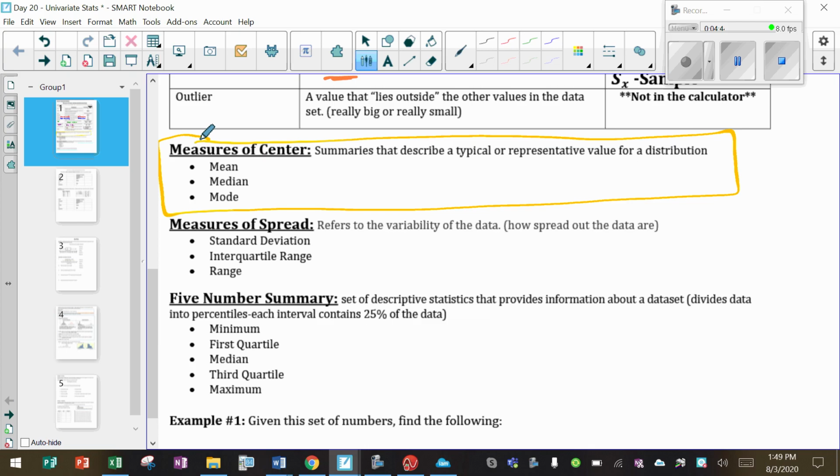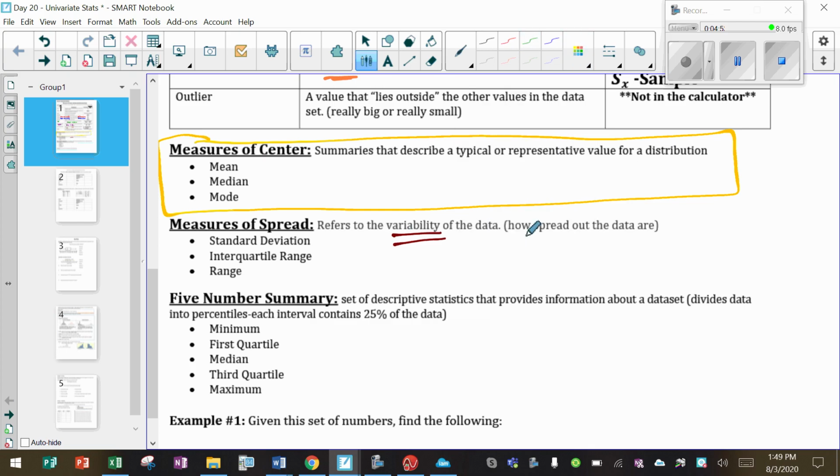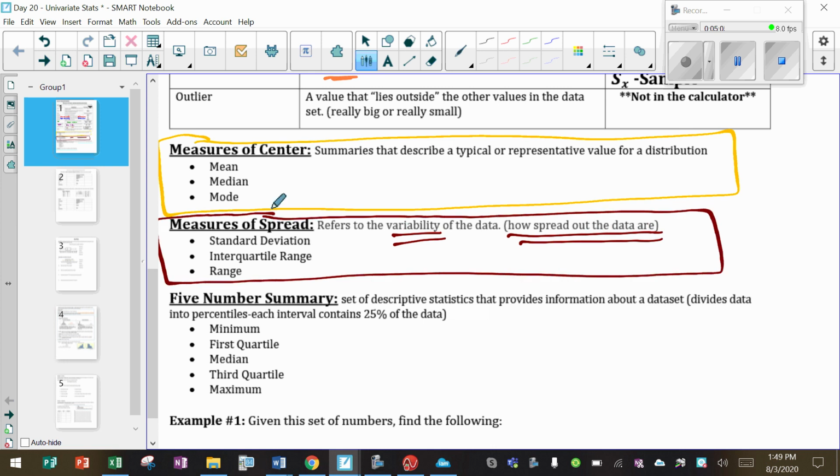The measures of spread refers to the variability. Now, variability, as I said before, is how spread out the data set is. Okay, whether the numbers are grouped very close together or whether they're very spread out. But within those measures of spread, we have to be careful about looking at outliers. And then the third is the 5-number summary.